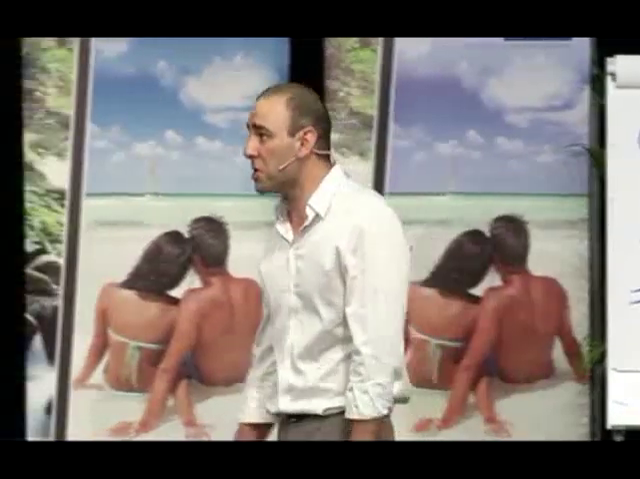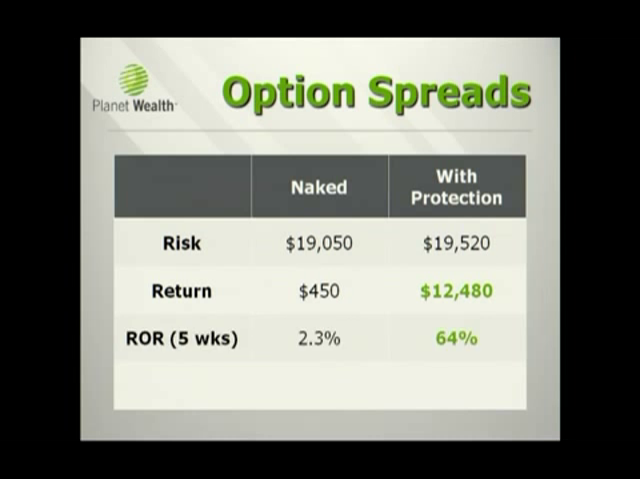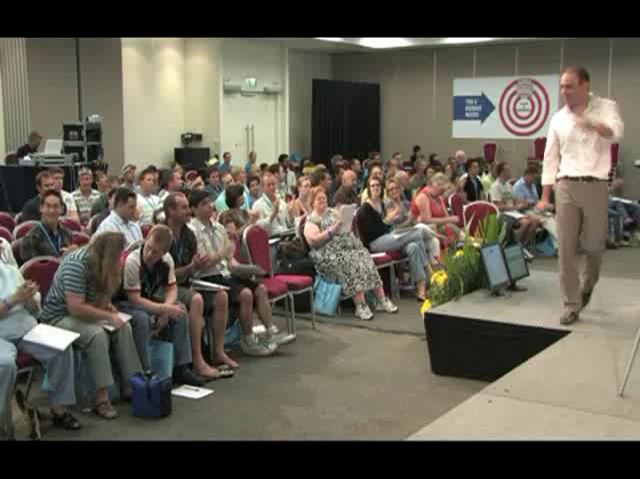Let's just have a quick look at the two. The risk for naked puts was 19,050. With protection, it's 19,520. So basically, just a bit under 20 grand for both the naked and for the spread. Our return goes from 450 bucks up to 12,480 for the same risk, roughly. Our return in 5 weeks is 2.3%, going up to 64%. But our annualised return, if we did that every 5 weeks, we're looking at 667% instead of 24%. So that's it. That's the strategy. Pretty easy, hey?